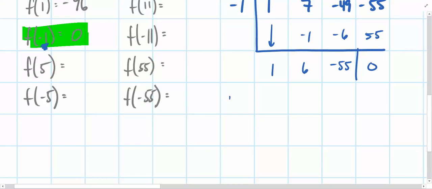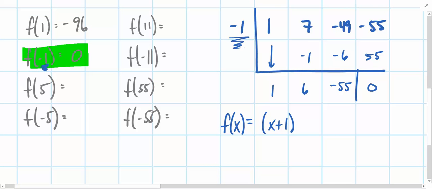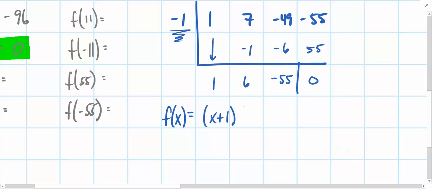So what this has done for us is it's changed the form of the polynomial. The original polynomial can now be rewritten as x plus 1. Again, this is the factor that came from this division here. And what we're left with is the polynomial that came from our division, x squared plus 6x minus 55.